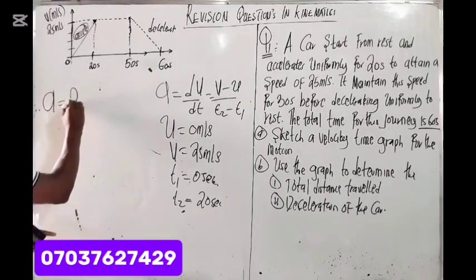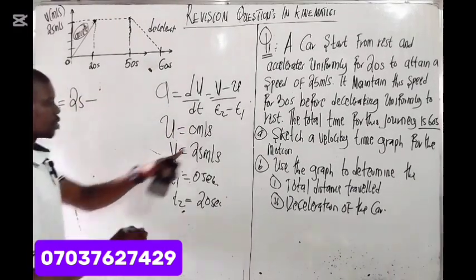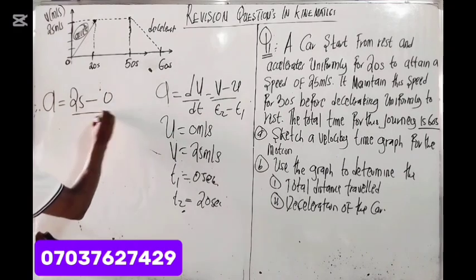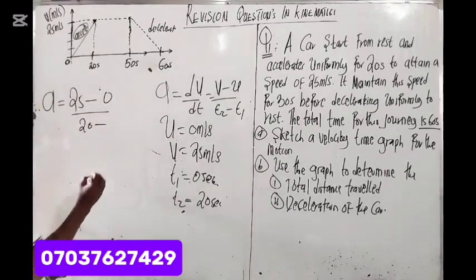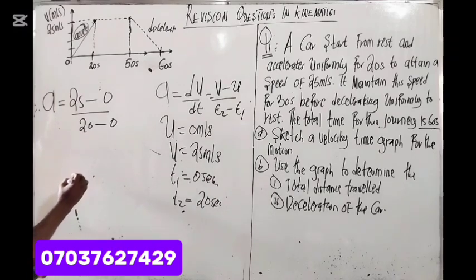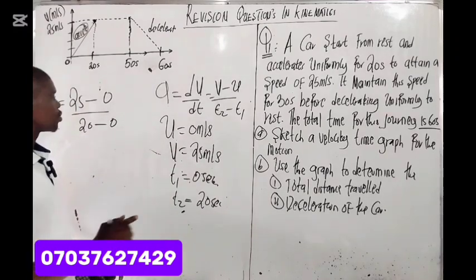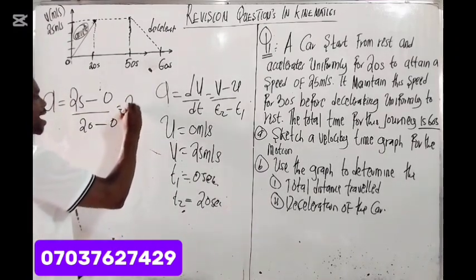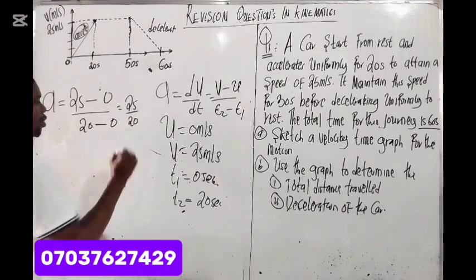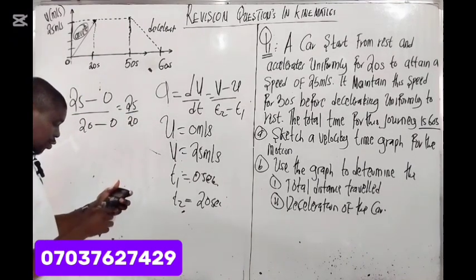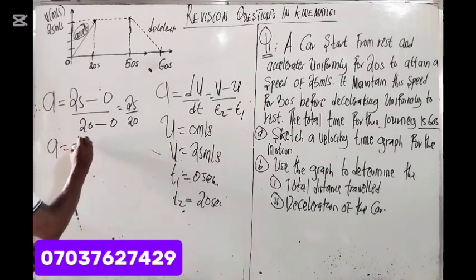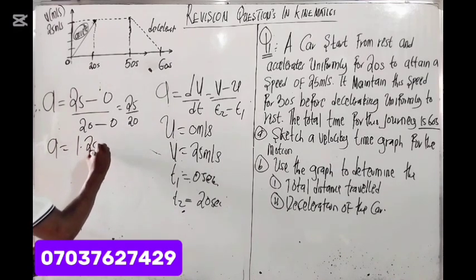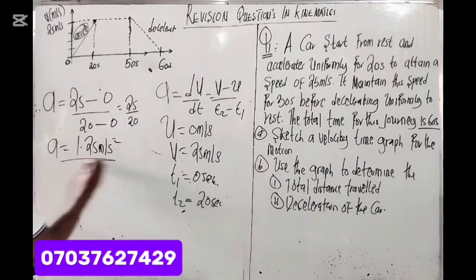So my acceleration for this graph is going to be a equals v, which is 25 minus 0, over 20 minus 0. Hope you understand. So here we now have 25 over 20, which is 25 divided by 20, and that gives 1.25. So my acceleration here is 1.25 meter per second squared.